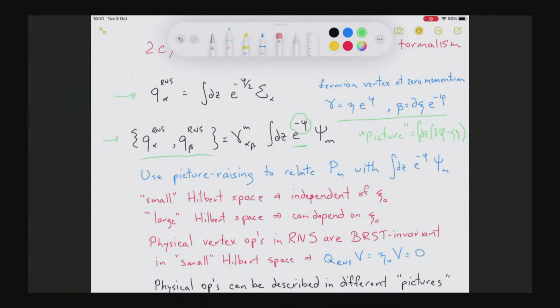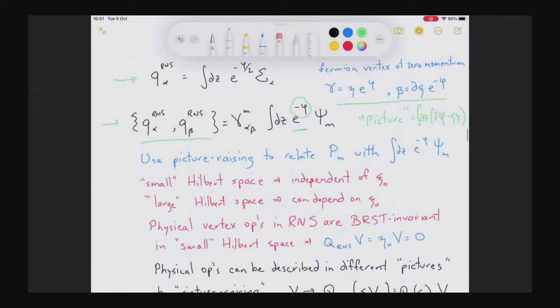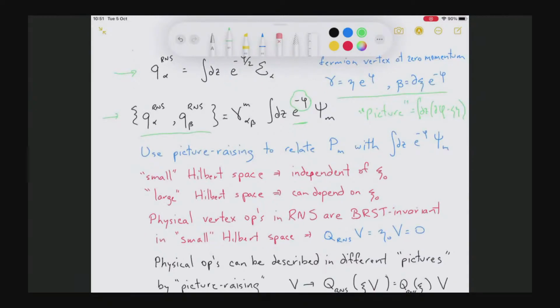To do that, we have to introduce this notion of what's called the small and large Hilbert space. The small Hilbert space is states which are independent of the zero mode of psi, and the large Hilbert space are the states which depend on psi. And physical vertex operators in the RNS formalism are essentially built out of the beta and gamma ghosts, which don't depend on the zero mode of psi. So they are defined in the small Hilbert space. So they're annihilated by not just the BRST operator, but by the zero mode of the eta ghost.